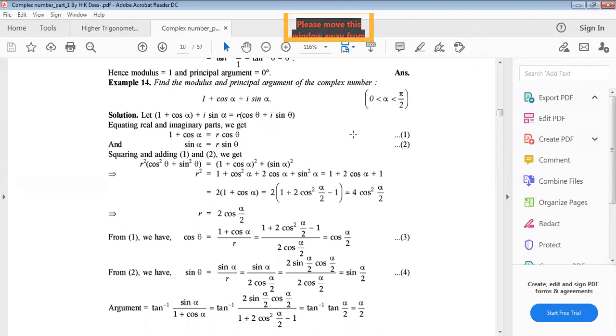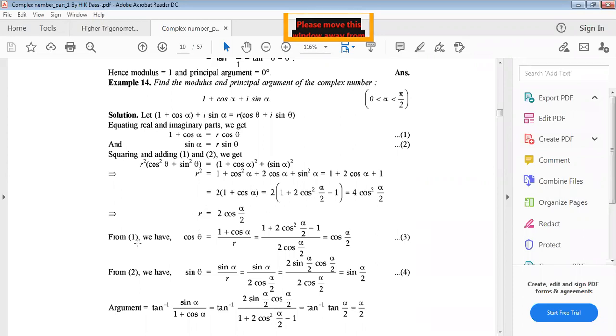Now squaring both equations and then adding, we get r square (cos square theta plus sin square theta) equals (1 plus cos alpha) whole square plus (sin alpha) whole square. Using the (a plus b) whole square formula, a square plus 2ab plus b square, plus sin square alpha. Then we get r equals what?